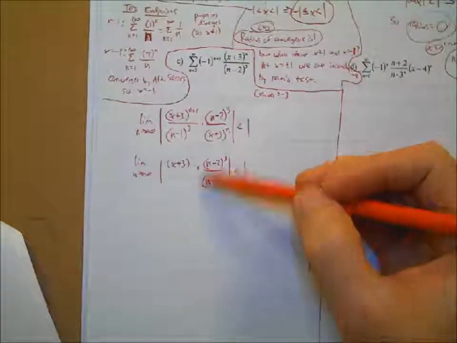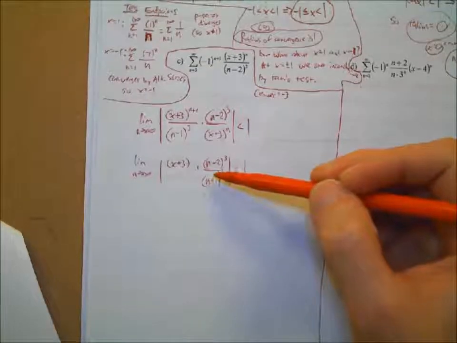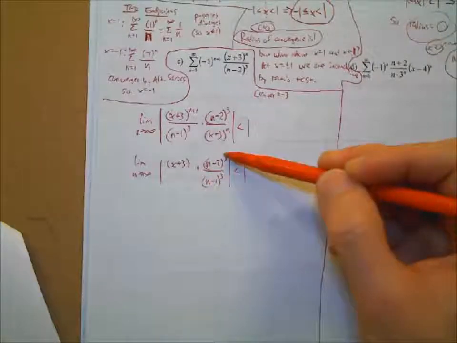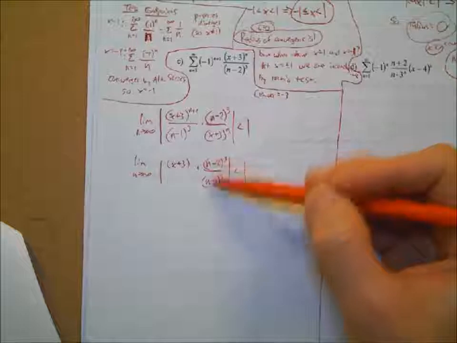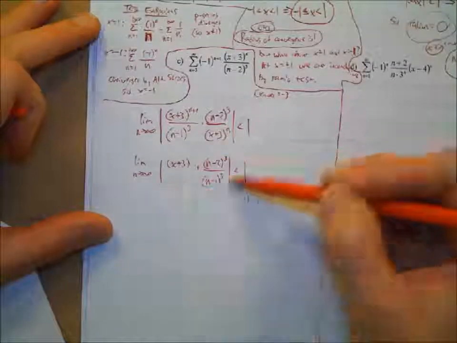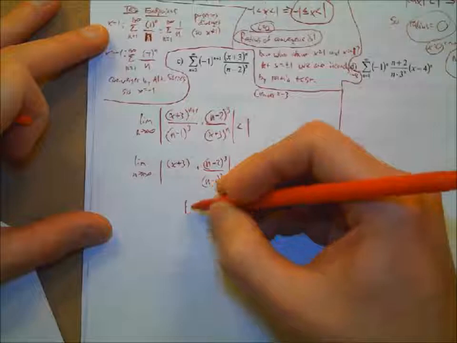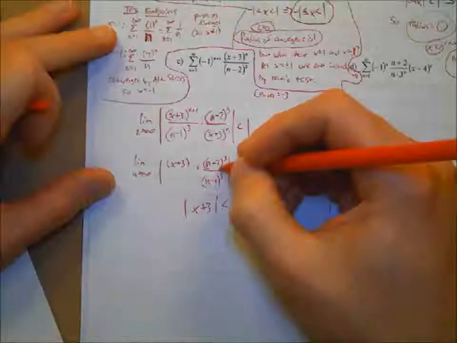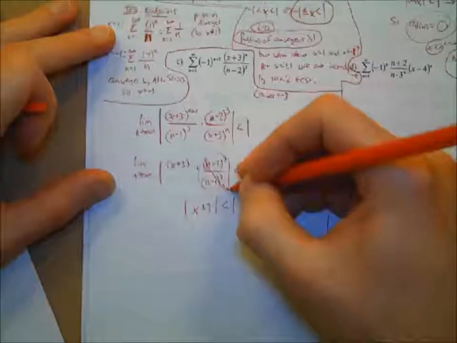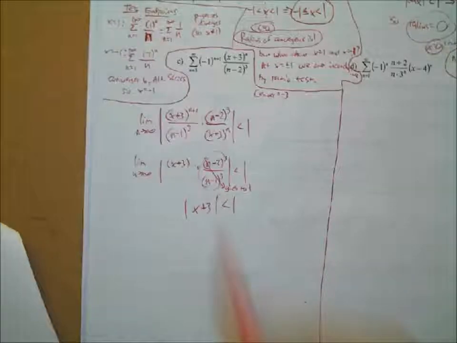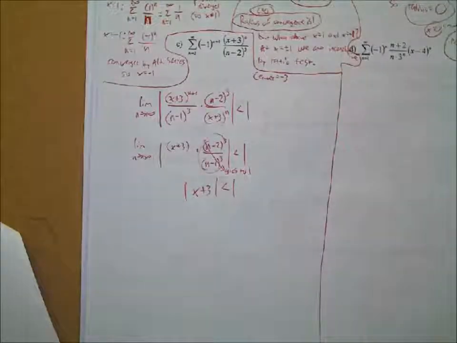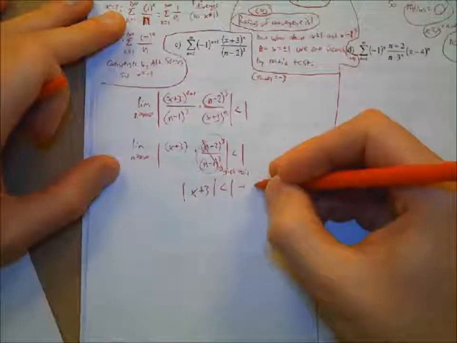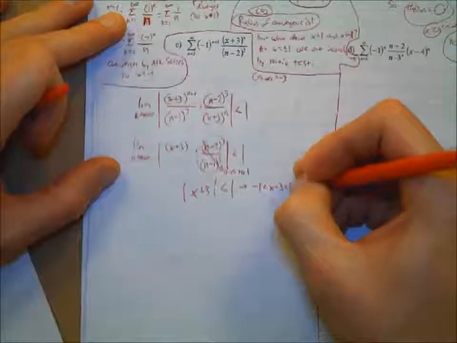What we know this is going to go to, though, will be a 1 right here, right? Because we have a lead coefficient of 1, both have degree of 3, and so as n approaches infinity, this is going to go to 1, and so the overall thing inside the absolute values will just be absolute value of x plus 3, and that must be less than 1. So this goes to 1, so it'll be 1 times the quantity x plus 3. Which for our interval is going to become -1 less than x plus 3 less than 1.